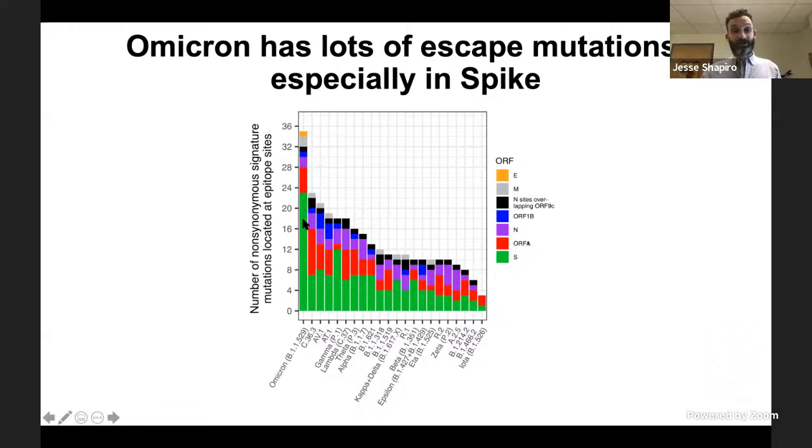A lot of these are in spike, unsurprisingly, but the flip side of the story is, there are a fair number in other parts of the genome as well, and I think these are not to be ignored. I think there's a lot of focus on spike. It's a great thing to focus on for vaccines and so on, but the rest of the genome also is probably targeted, not insignificantly, by selection for immune evasion.